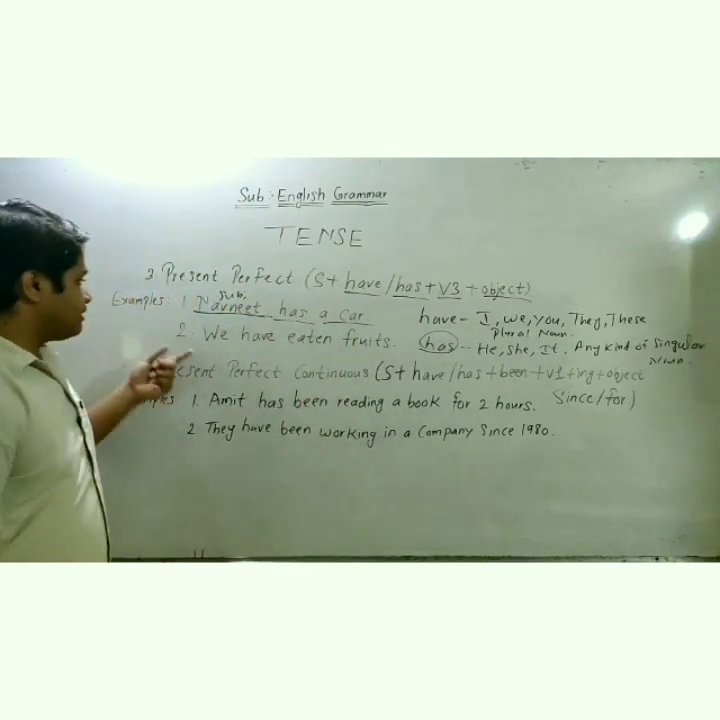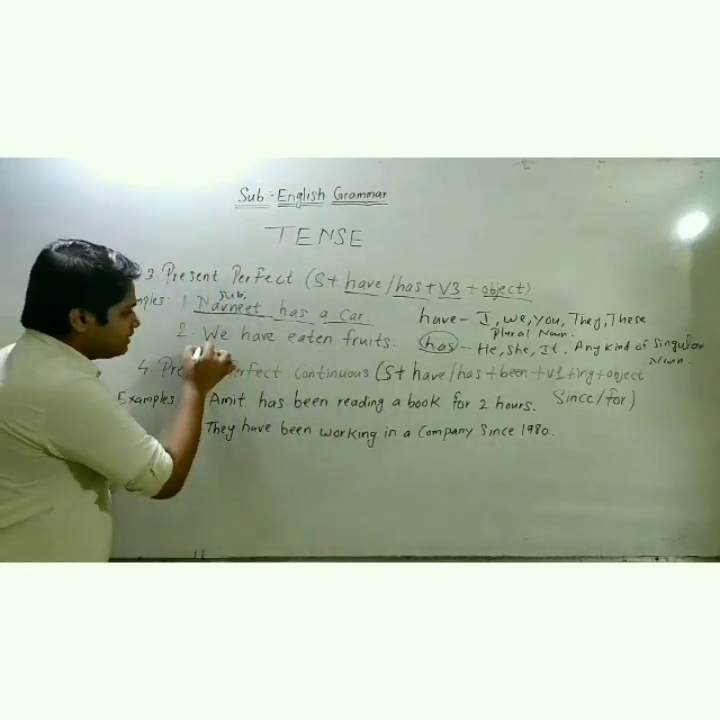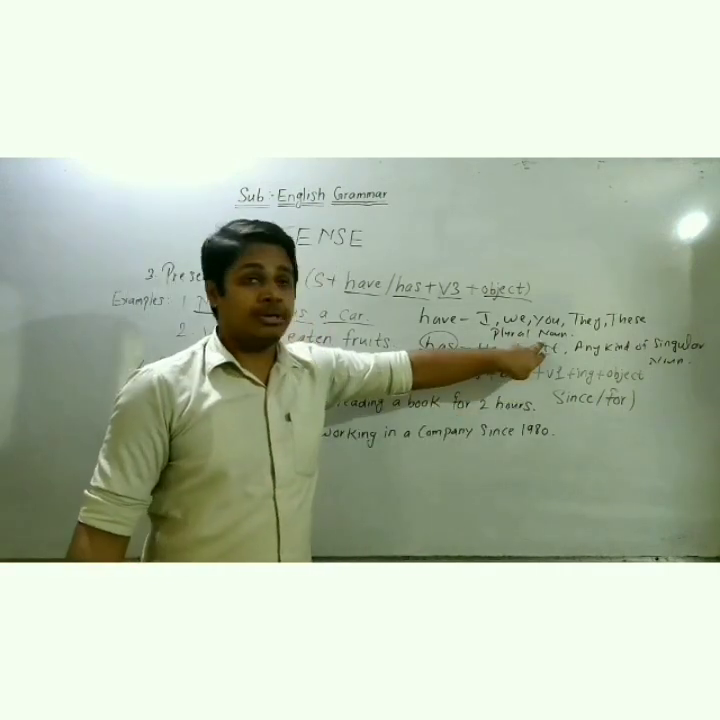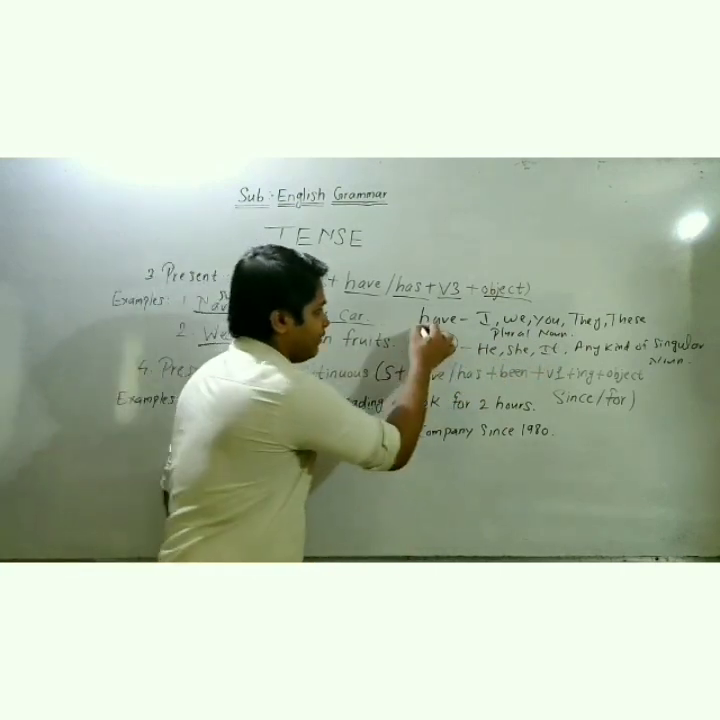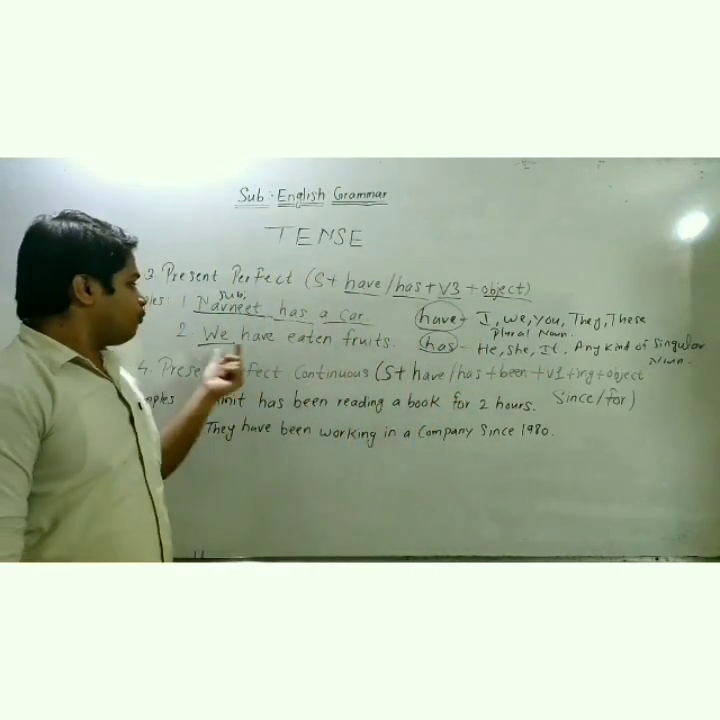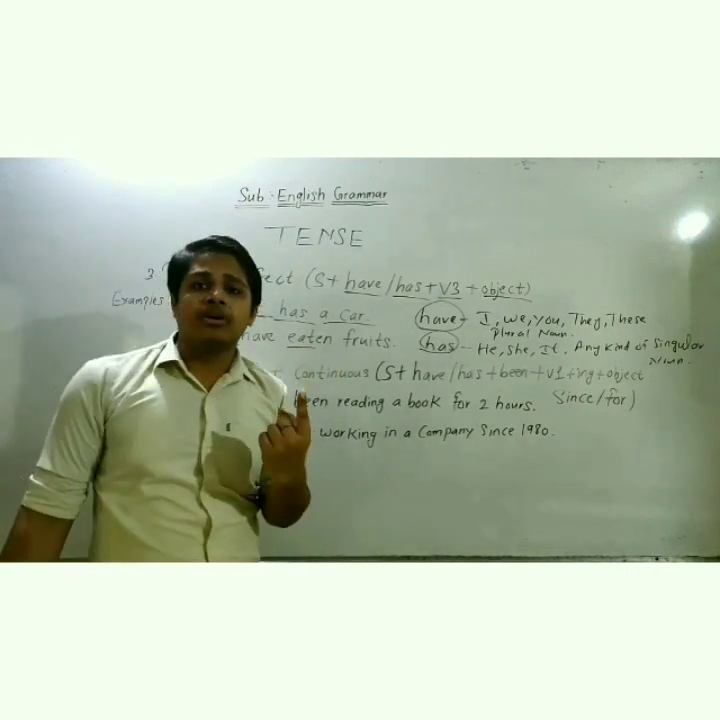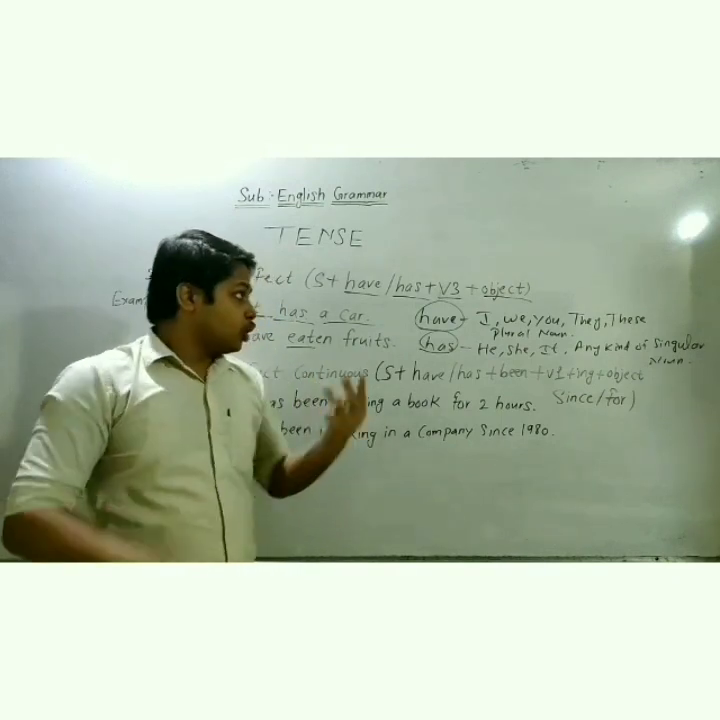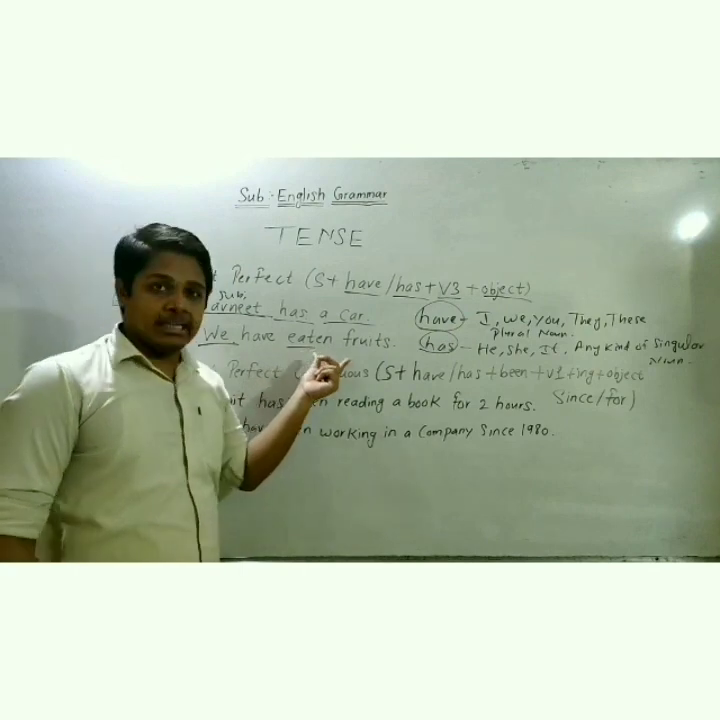As we know, a single noun is the object. After that, the second example: we have eaten fruits. We means many persons, the plural noun, right? After the plural noun, we have to use have. So we have eaten. Eat is the first form of the verb, the second form is ate, and the third form is eaten. So we have to use the verb's third form. That's why we are using eaten, not ate.